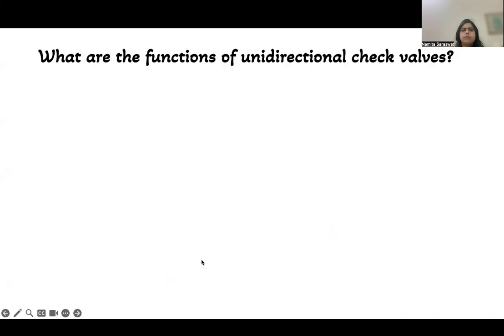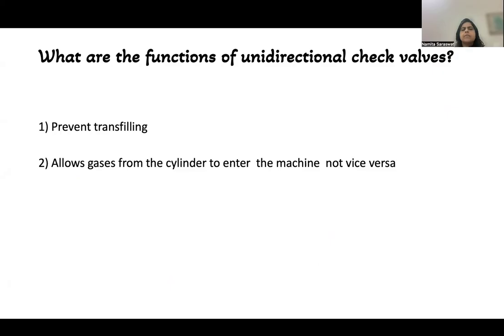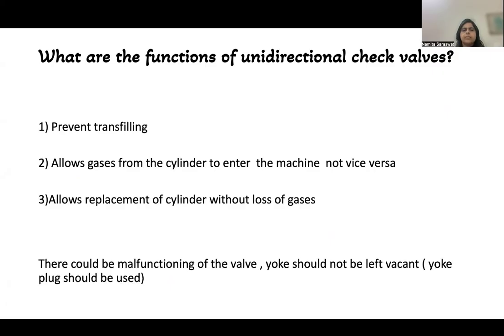So what is the advantage? What are the functions of a unidirectional check valve? This is a question which can be asked in the exam. First, it prevents transfilling. The cylinder which has high pressure, the gas can pass from that cylinder to the cylinder which has low pressure. However, because of this unidirectional check valve, the transfilling can be prevented. Second, it allows gases from the cylinder to enter the machine, but not vice versa. Third, it allows replacement of the cylinder without loss of the gases. So these are the functions.